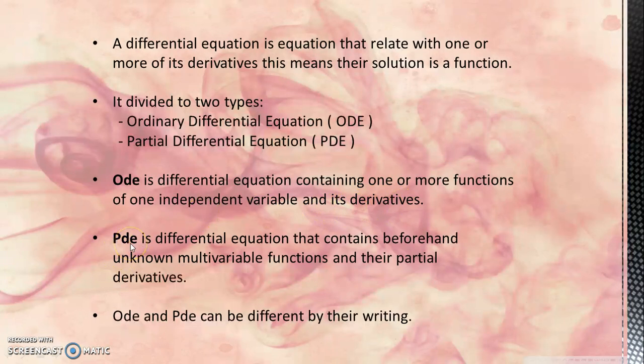The term ordinary is used in contrast with the term PDE, which may be with respect to more than one independent variable. PDE is a differential equation that contains beforehand unknown multivariable functions and their partial derivatives. It is used to formulate problems involving functions of several variables and is either solved by hand or used to create a computer model. ODE and PDE can be differentiated by their writing.